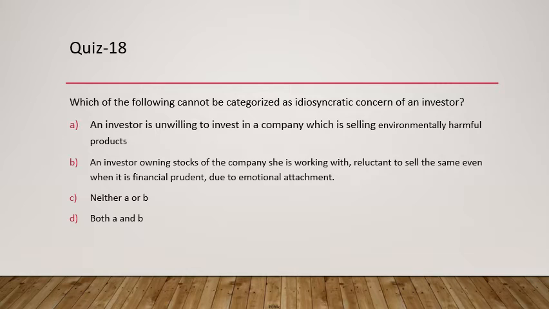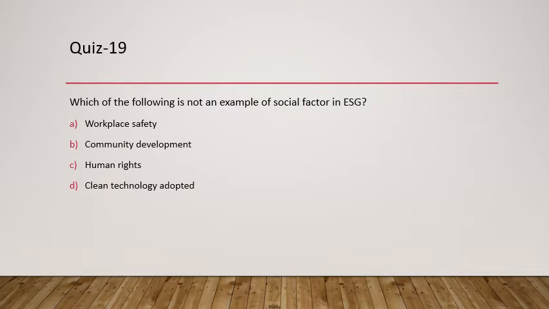An investor unwilling to invest in a company which is selling environmentally harmful products is very idiosyncratic because only some investors will go for this. An investor owning stocks of the company she's working with, reluctant to sell the same even when it is financially prudent, due to emotional attachment. So both of them will fall into idiosyncratic concern of an investor. None can actually be excluded.